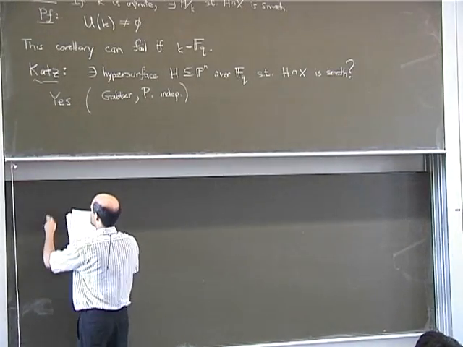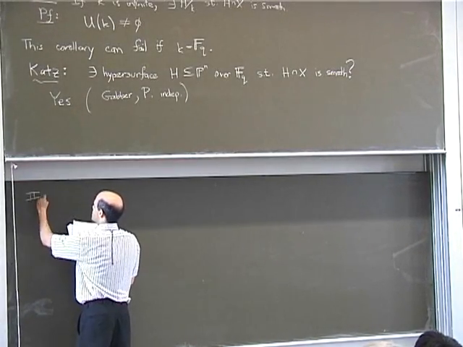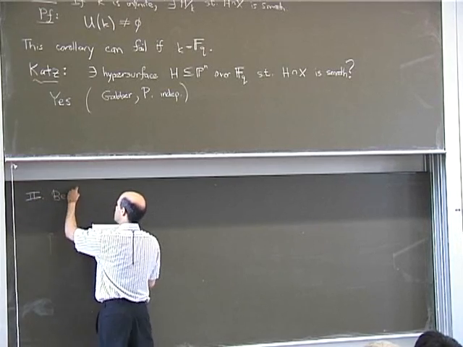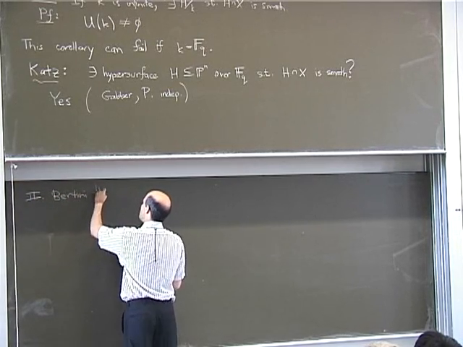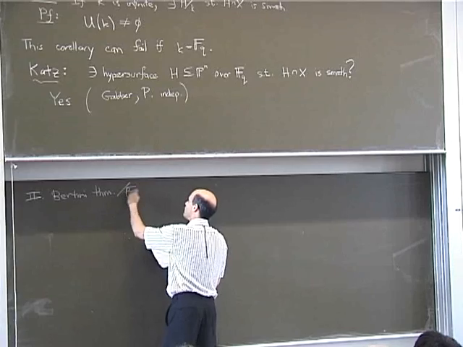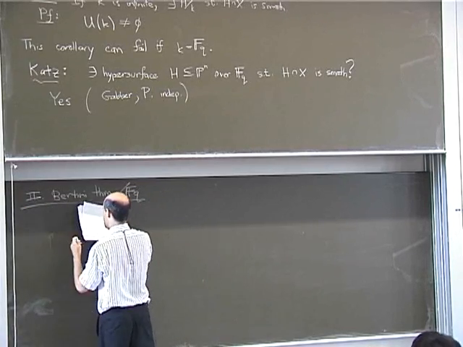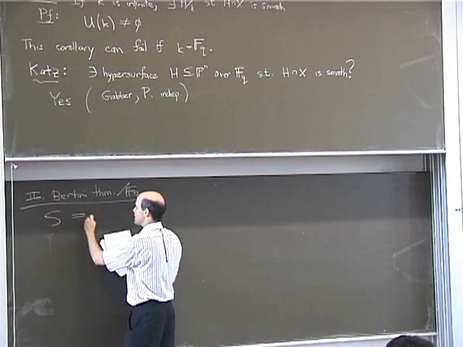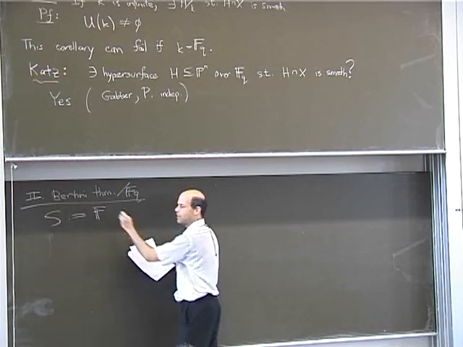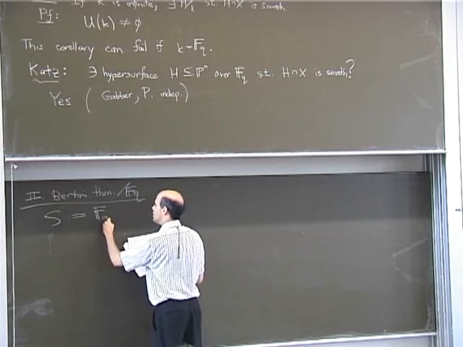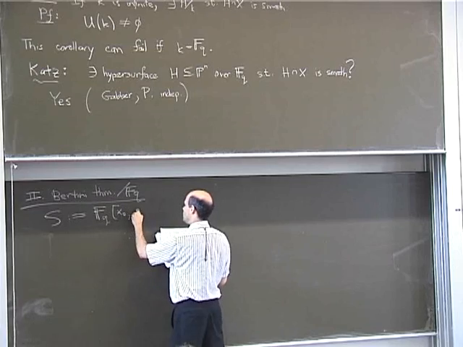Okay, so let me state the theorem. This is going to be the Bertini theorem over F_q, over a finite field. I need to introduce some notation. First, S will be the homogeneous coordinate ring of P^n.